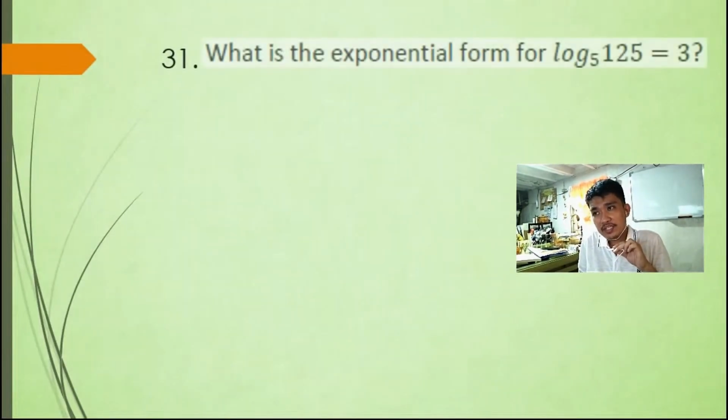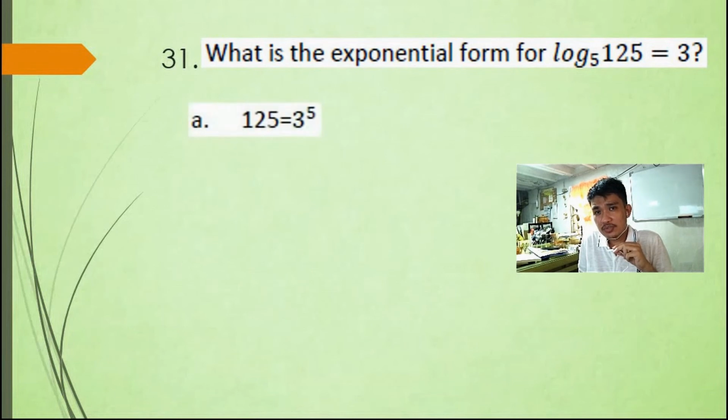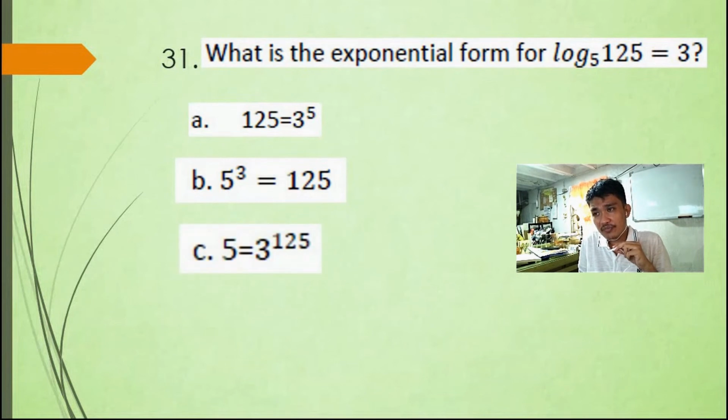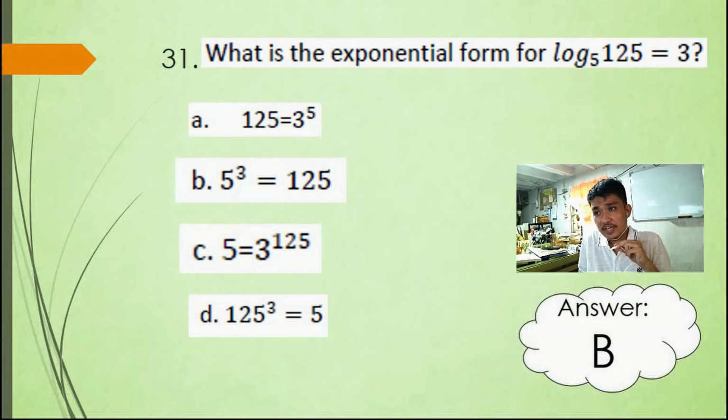Number 31. What is the exponential form for log base 5 of 125 is equal to 3? Letter A, 125 is equal to 3 to the power of 5. Letter B, 5 to the power of 3 is equal to 125. Letter C, 5 is equal to 3 to the power of 125. Or letter D, 125 cube is equal to 5. Now the answer is letter B. 5 cubed is equal to 125.